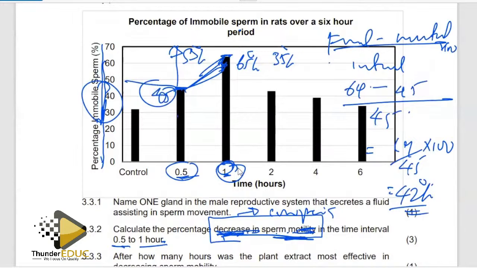However much here they said it decreased, the question here is a negative. That's why you see that there is no negative on it. All right.